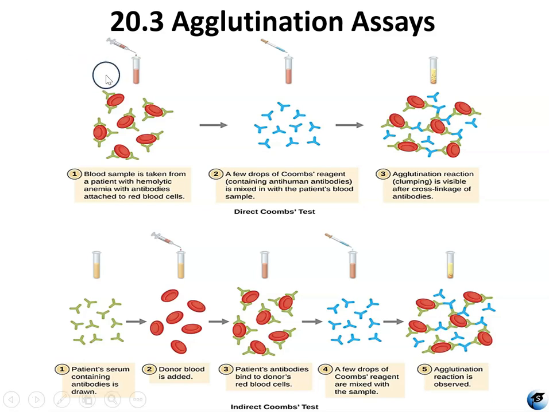So this up here is a direct Coombs test. This down here is an indirect Coombs test. And for each of these, in order to have a positive test result, you will have agglutination. So you will have solid precipitate that's formed, clumps that are formed.